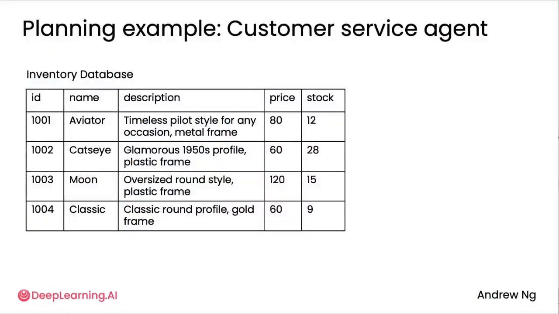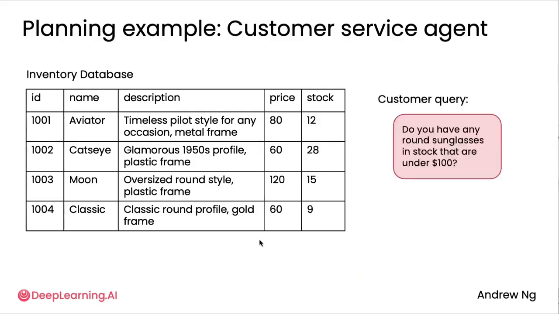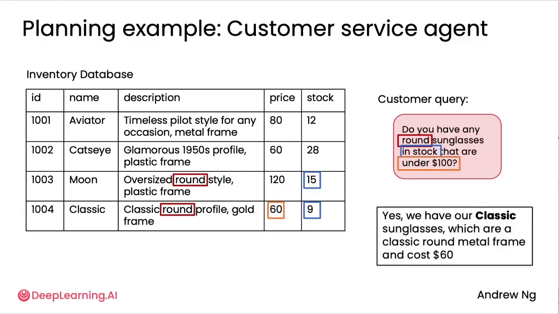Let's dive in. Suppose you run a sunglasses retail store and have information on what sunglasses are in your inventory stored in a database. You might want a customer service agent to be able to answer questions like, do you have any round sunglasses in stock that are under $100? This is a fairly complex query because you have to look through the product descriptions to see what sunglasses are round, then look at what is in stock, and then finally see what's under $100 in order to tell the customer, yes, we have classic sunglasses. So how do you build an agent to answer a broad range of customer queries like this and many others?